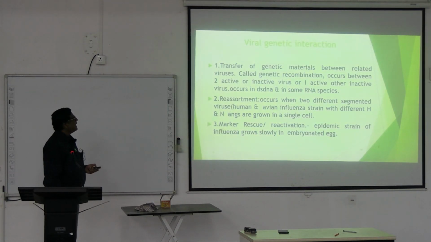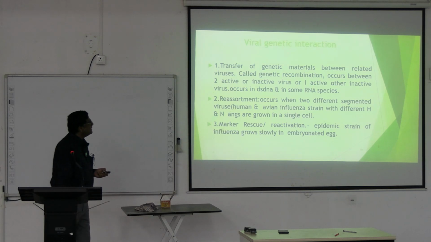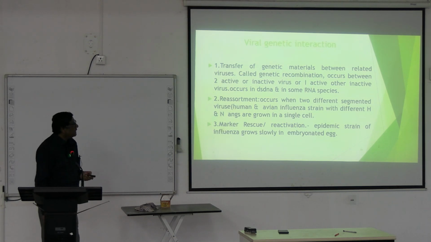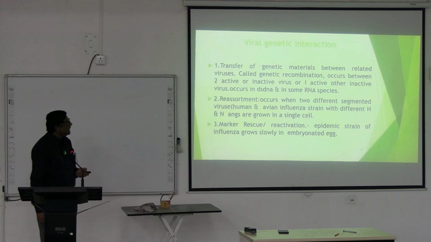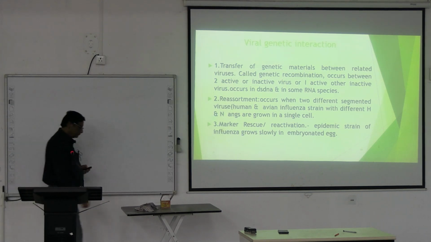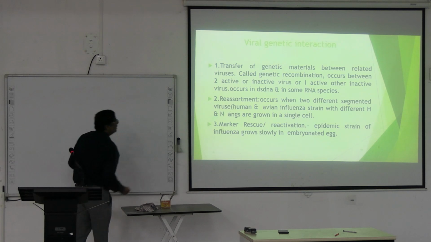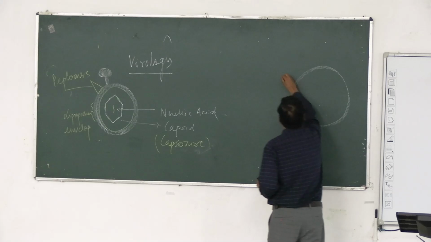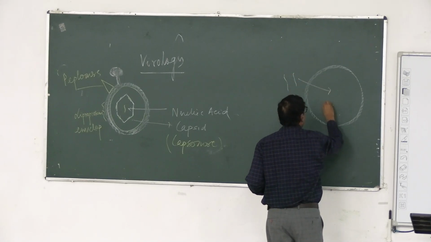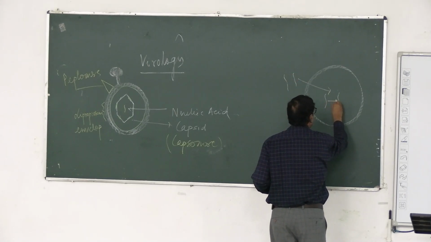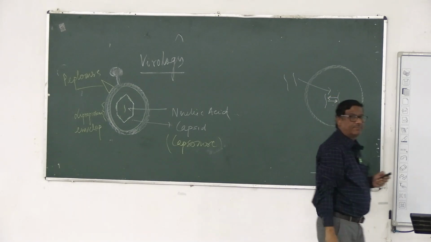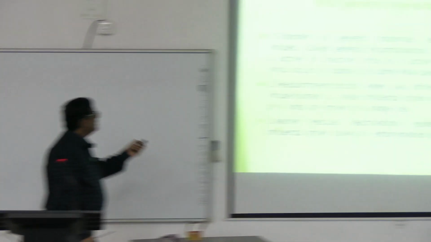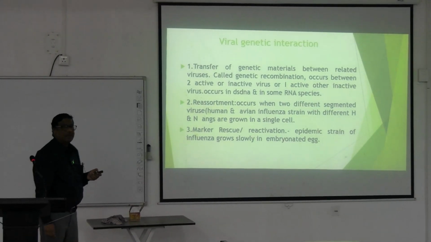The viral genetic interactions: the transfer of genetic materials between related viruses is called genetic recombination. It occurs between two active and inactive viruses, or one active and other inactive virus, in dsDNA and some RNA viruses. So, genetic material transfer, say for example, this is a host cell, two related viruses enter the same host cell. Now, the genetic property can be interchanged. This is called genetic recombination.